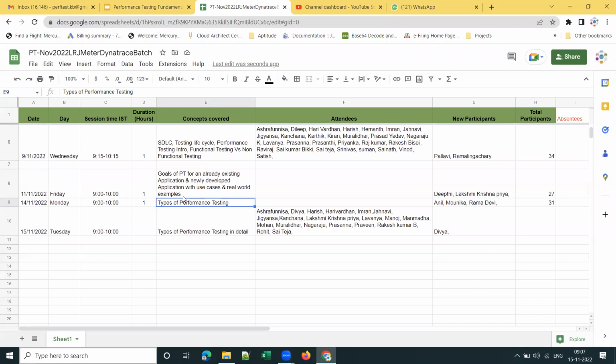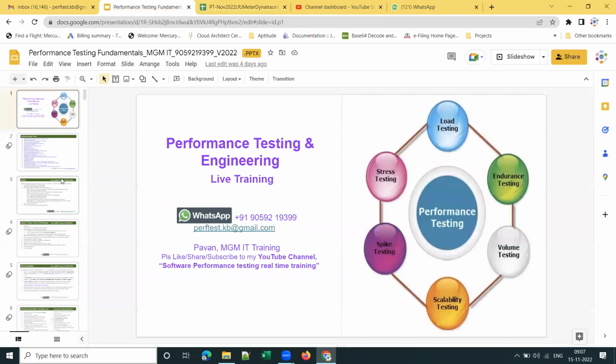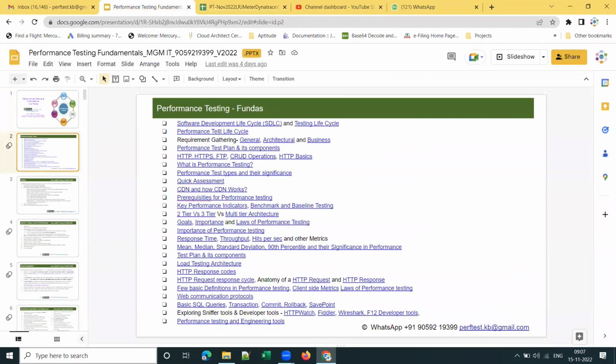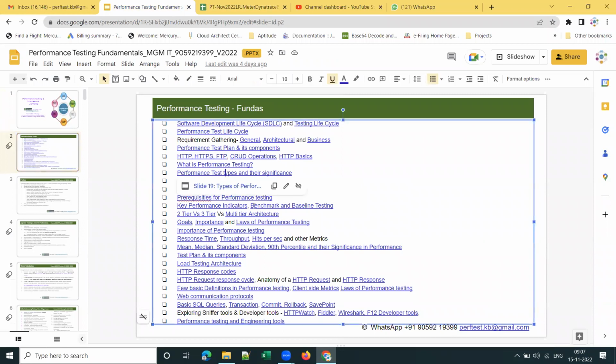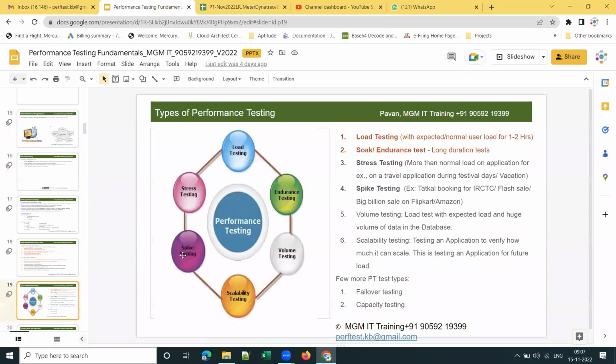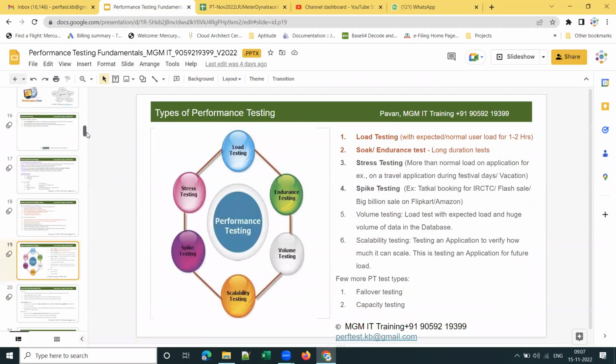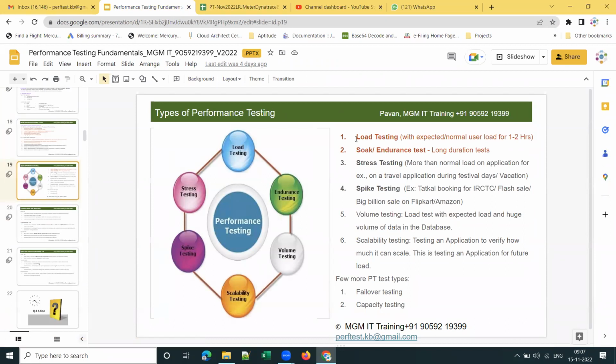So we discussed what the different types are. Now today, let's discuss in detail each of those performance test types, and what is the importance of each test. We'll discuss each of these performance tests in detail, and what is the objective or the significance of each test, right?